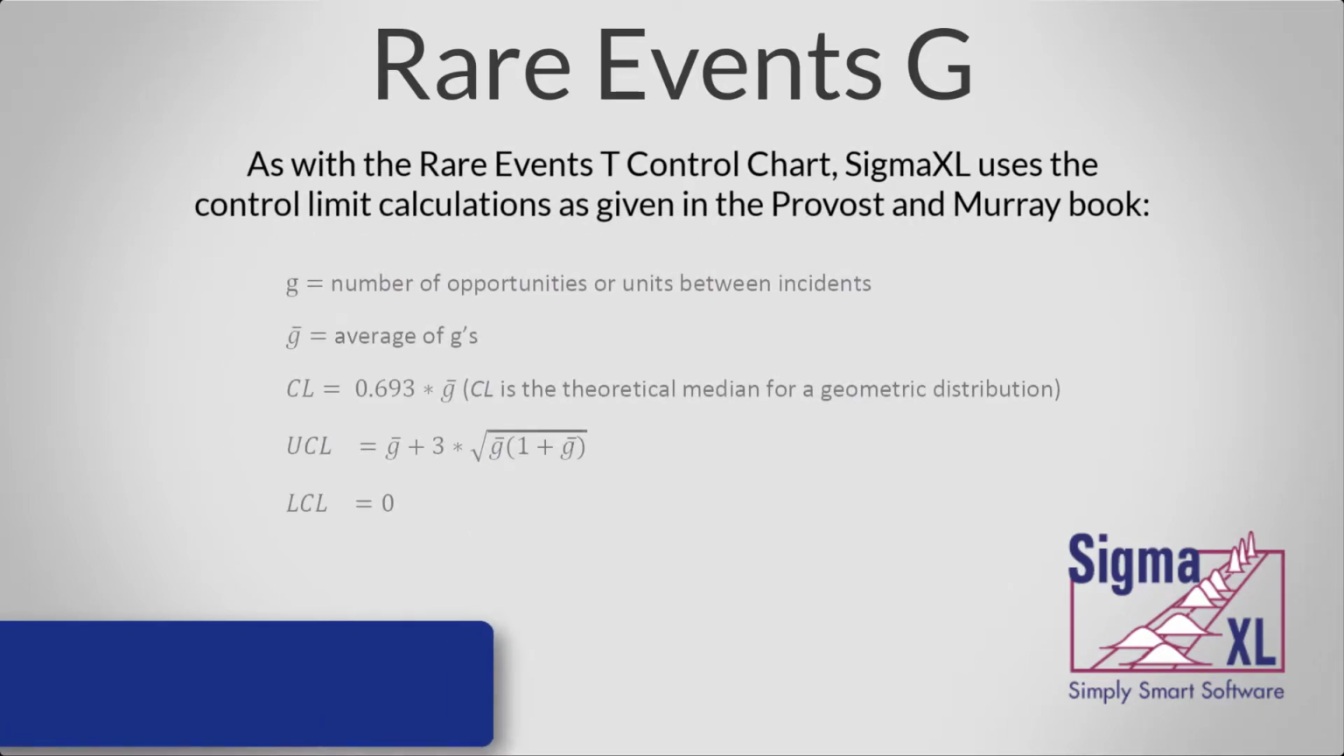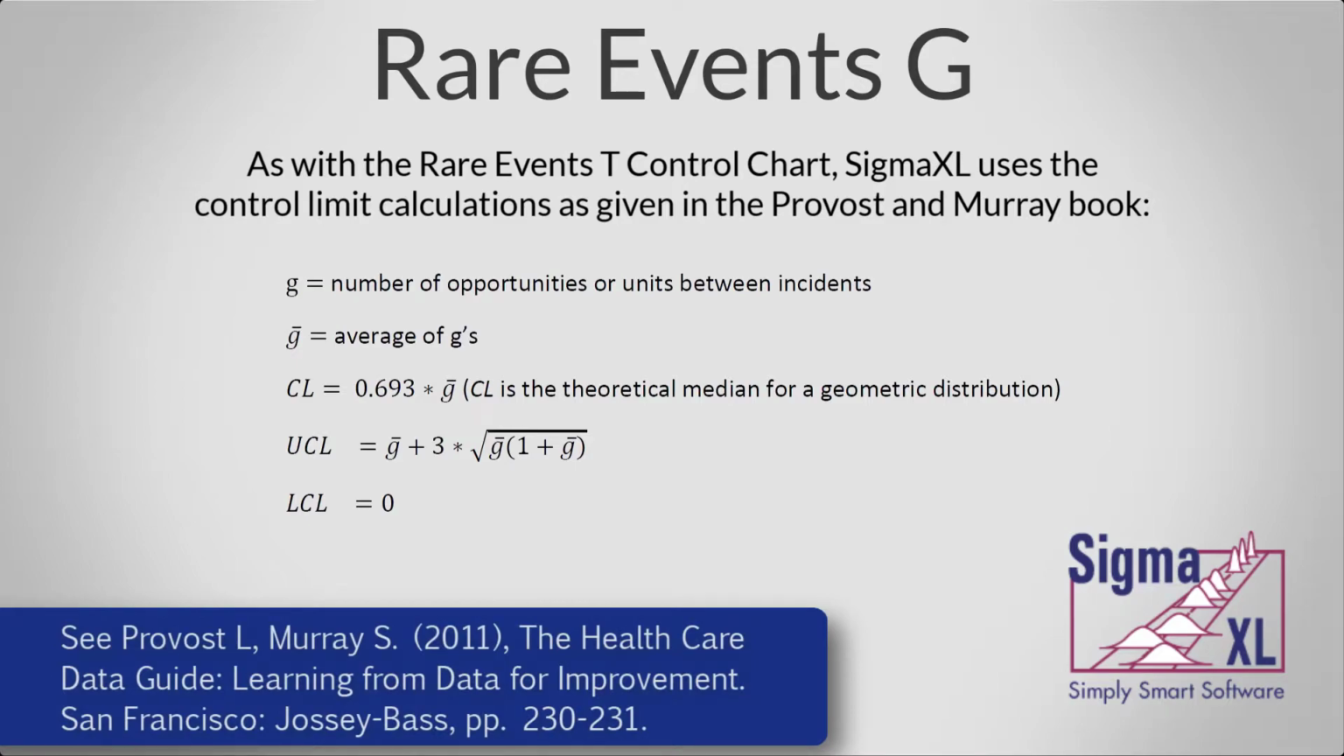As with the Rare Events T control chart, SigmaXL uses the control limit calculations given in the Provost and Murray book. For more information, please see the SigmaXL workbook.